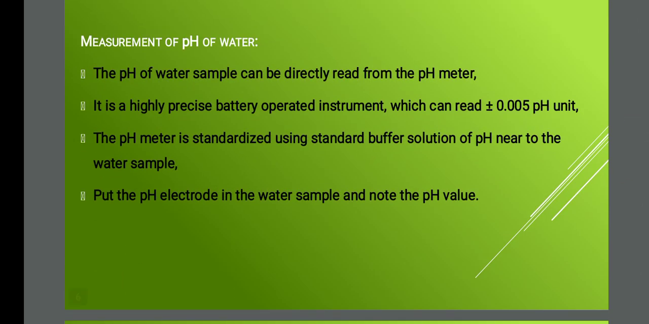Measurement of pH of water. Earlier I told you about the conductivity meter. Here we have a pH meter. Same as the conductivity meter, we have a pH meter in our lab. It also has a digital display. It's a highly precise battery operated instrument which can read with a reading of plus or minus 0.005 pH unit.